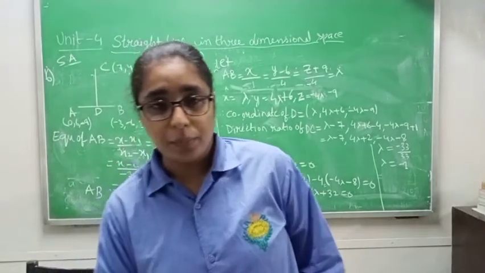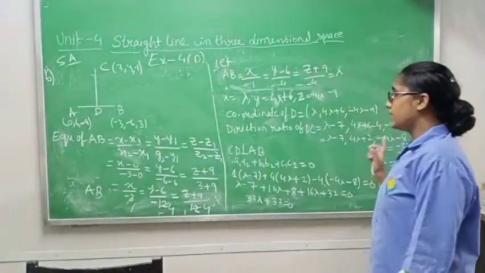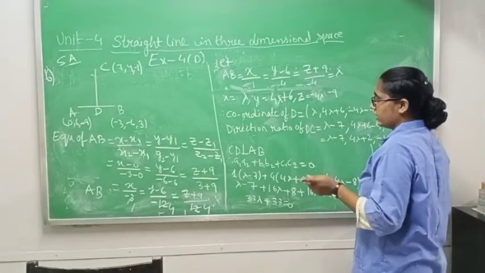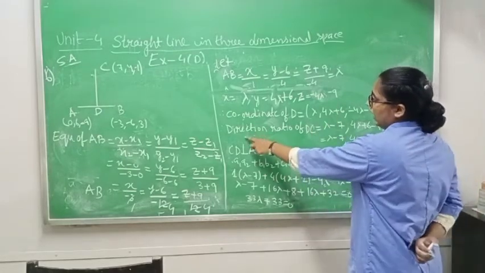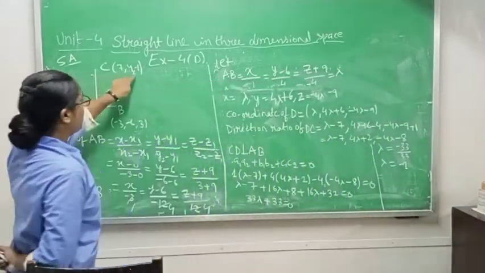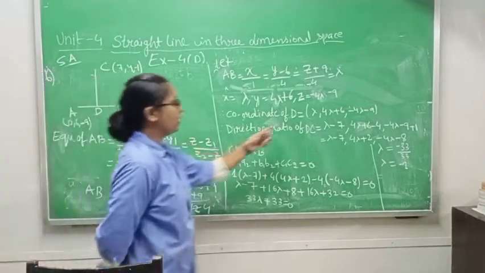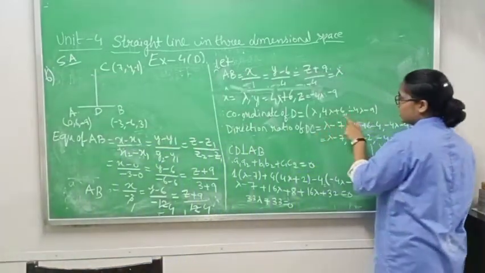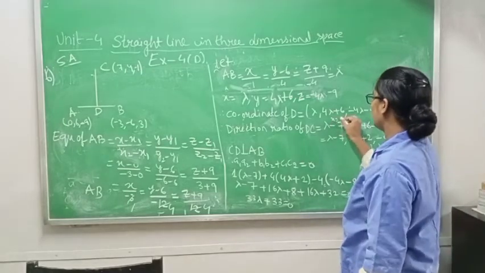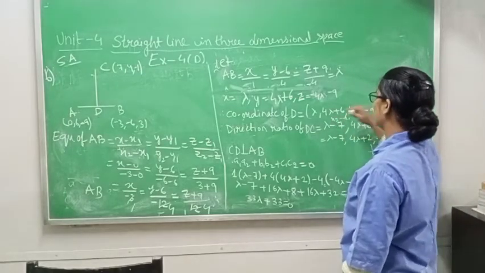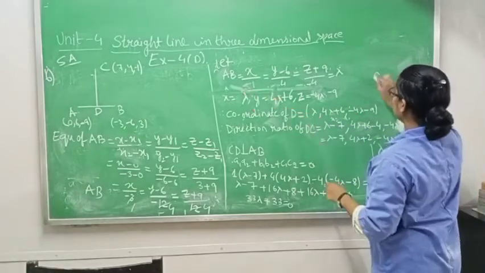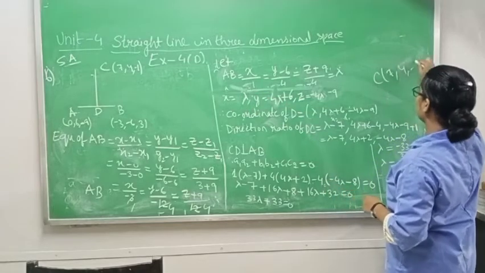Okay, so from line AB we are getting x, y, z value, which is nothing but the coordinate of D. In the last one I told you already, the direction ratio of DC. Now C is 7, 4, minus 1 and D you are getting lambda, 4 lambda plus 6, minus 4 lambda minus 9. So direction ratio is x2 minus x1, y2 minus y1, z2 minus z1. So lambda minus 7, because C is 7, 4, minus 1.